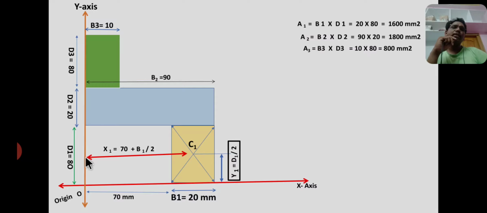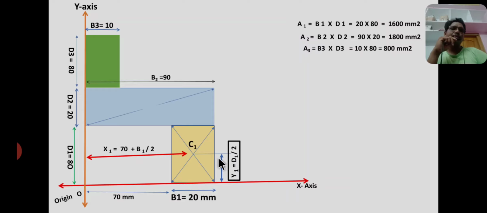The horizontal distance between the y-axis and centroid C1 is called x1. The value of x1 equals the gap 70 mm plus half of the base, that is b1 by 2, equal to 10 mm. 10 mm plus gap 70, therefore x1 equals 80 mm. y1 is equal to half of the height, that is d1 by 2, d1 by 2 equal to 40 mm.